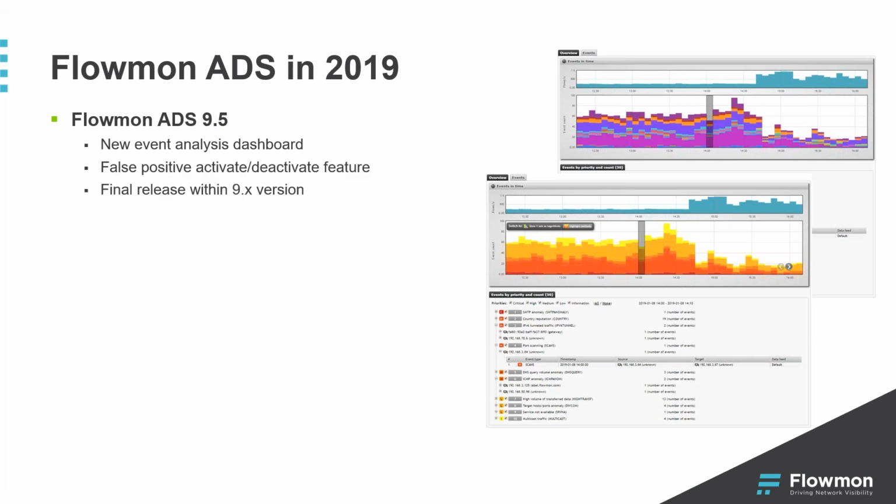And what else? The false positive activation feature. When you want to test how it looks without some false positive settings, you can deactivate just that one false positive, look at what will be detected, and then you can activate it again without any special settings.